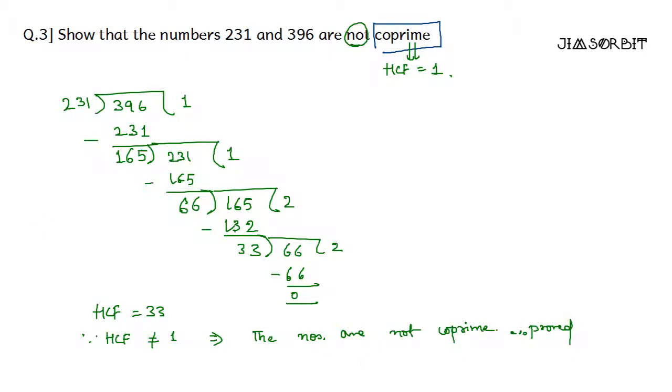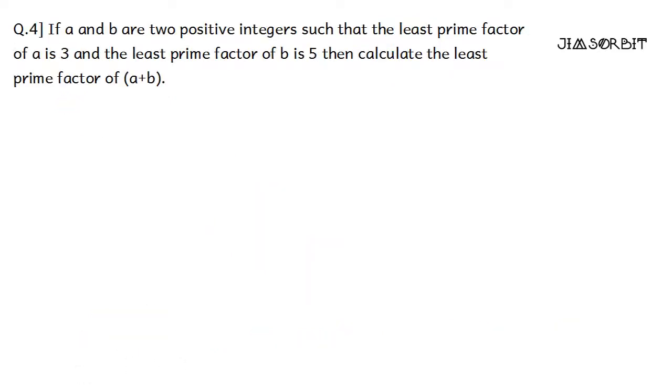Let us take the next problem. Question 4. If A and B are two positive integers such that the least prime factor of A is 3, okay, the least prime factor. It means that A does not have any prime number less than 3 as its factor. So it does not have 2 in it. And the least prime factor of B is 5. Okay, so B has least prime factor as 5, so it does not have 2 or 3 in it. Now calculate the least prime factor of A plus B.